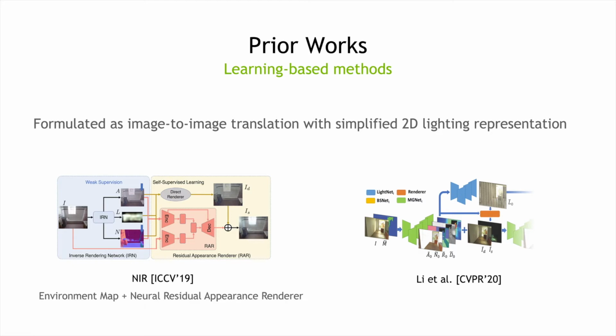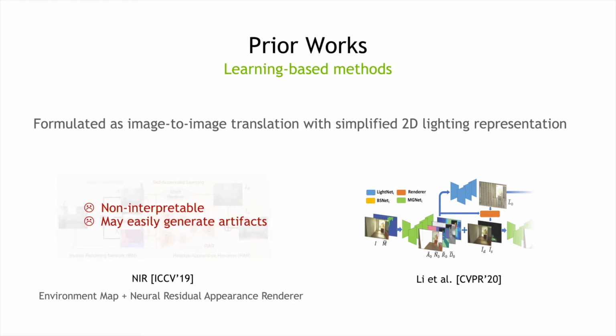Neural Inverse Rendering by Sengupta et al. uses an environment map to represent lighting, which cannot handle spatially varying effects. As a remedy, they introduce a neural renderer to account for these effects. However, this neural rendering module is not interpretable and thus cannot be used in downstream applications.